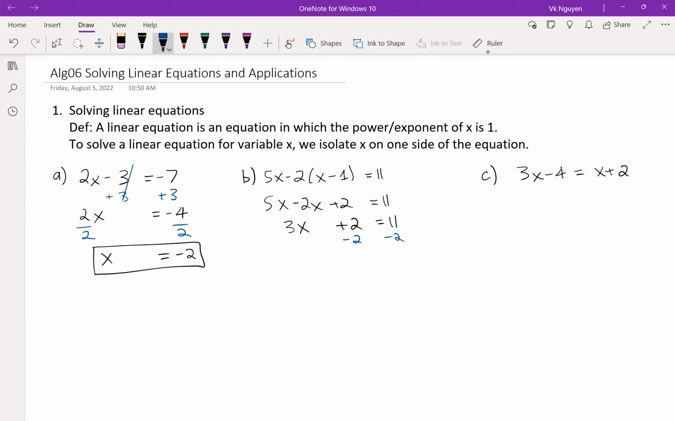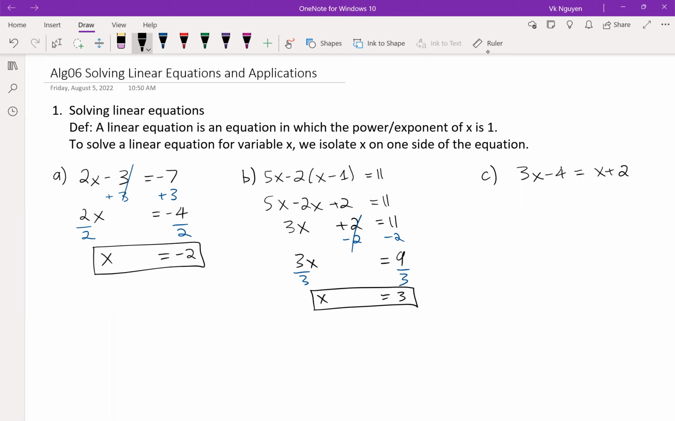Subtract 2 on both sides. 3x equals 9. Divide by 3 on both sides. And x equals 3. Pretty cool, huh?